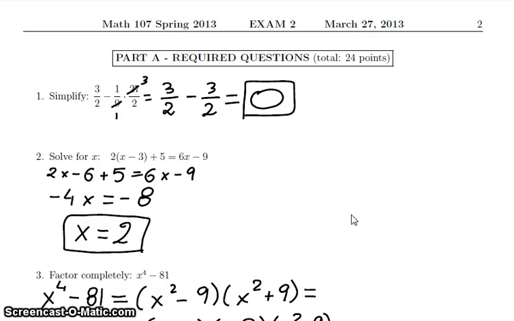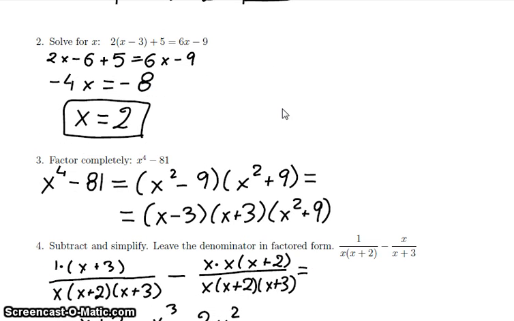Math 107, Spring 2013, Exam 2, Part A. First question, simplify 3/2 minus 1 over 9 times 27 over 2. So first multiplication, we can simplify 9 and 27, that gives us 3 over 2, and we have 3/2 minus 3/2, 0.